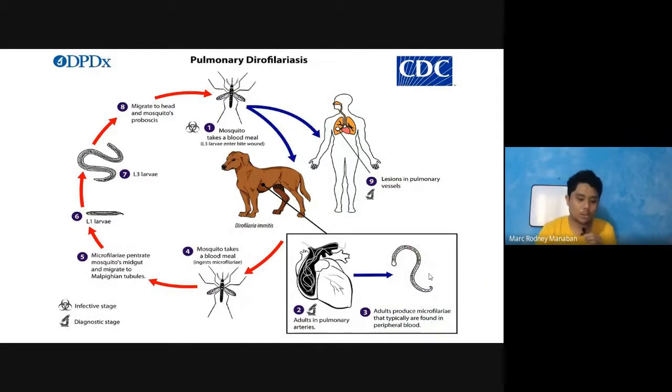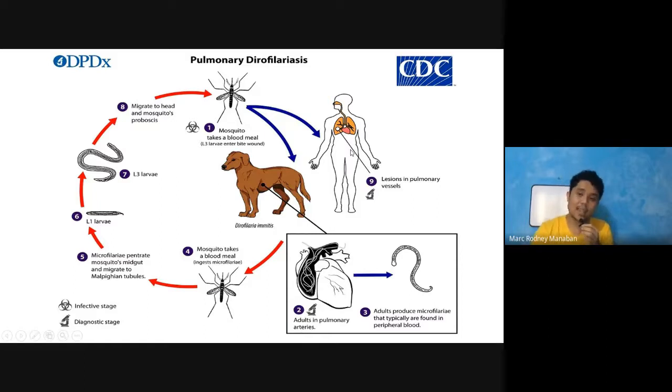So once the dogs are bitten by mosquito, all right, the mosquito injects the L3 larva into the dogs, and the L3 larva will mature in the pulmonary arteries as adults. Okay. Now the adults, of course, will produce the larva, and then makuha na po siya another mosquito, and the cycle goes on.